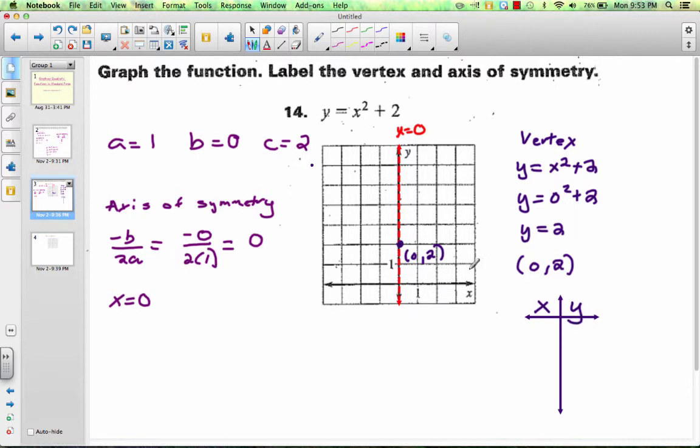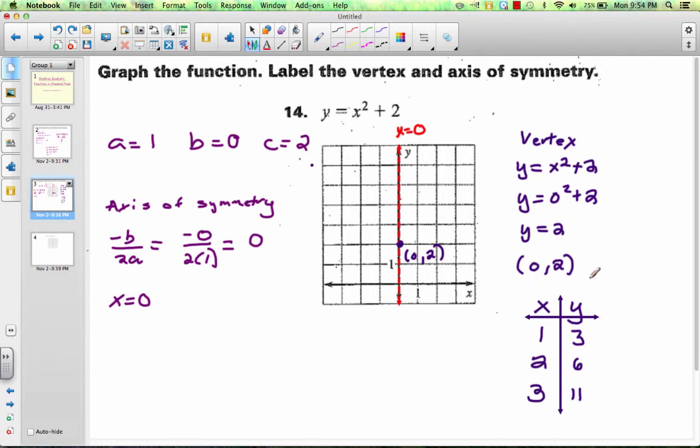Okay, so here if I create a chart, and I have an XY chart here, some X's and Y's, I'm going to pick some X's and Y's that are on my graph. So maybe I'm going to go ahead and pick 1. I'll do negative and positive. So if we do, well, I'll just do positive for right now. 1, I'm going to do 2 and 3. And I plug these in and figure out what my y would be. So 1 squared is 1, plus 2 is 3. 2 squared is 4, plus 2 is 6. And 3 squared is 9, plus 2 is 11.